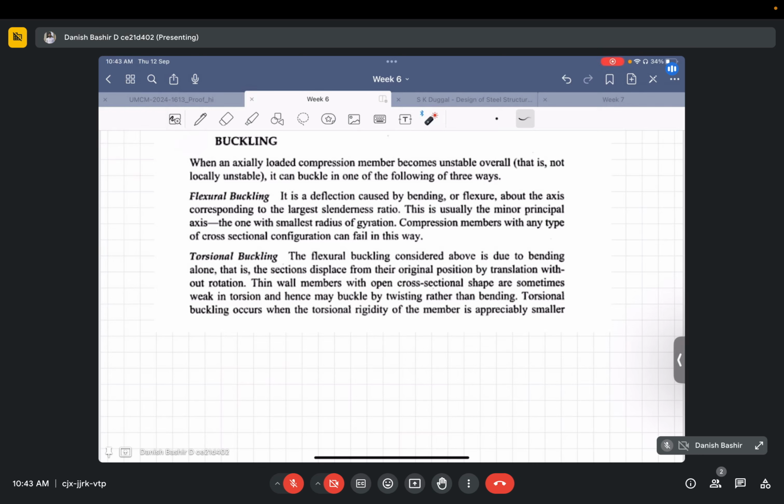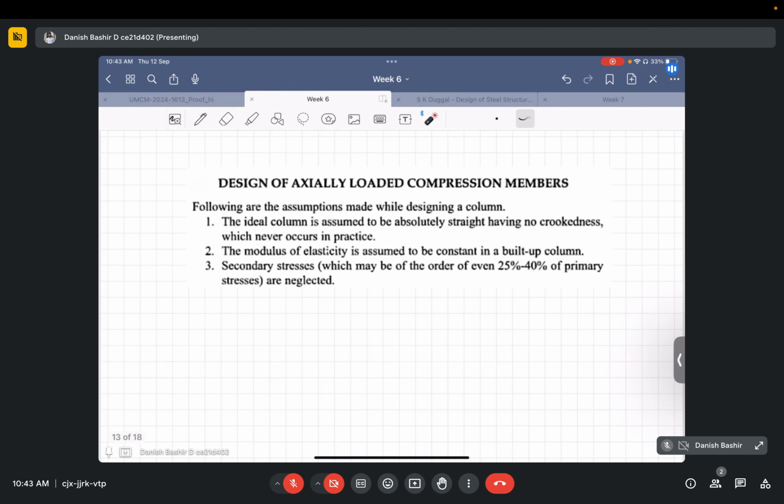Then there can be a combination of these two bucklings. These can occur in a mixed mode, that is, torsional buckling and flexural buckling. This type of failure is caused by the combination of flexural buckling and torsional buckling. The member bends and twists simultaneously. This type of failure can occur only with unsymmetrical cross sections, or those with one axis of symmetry.